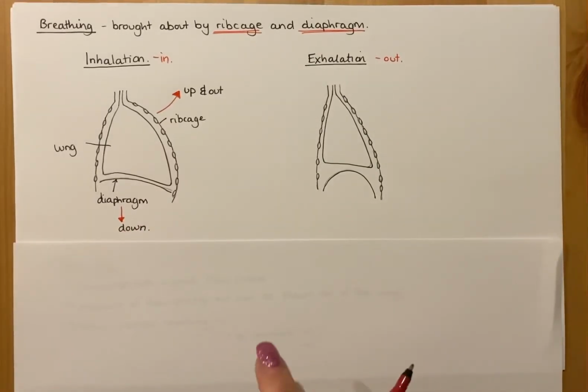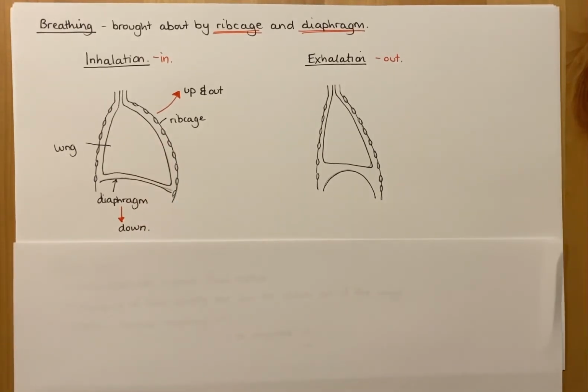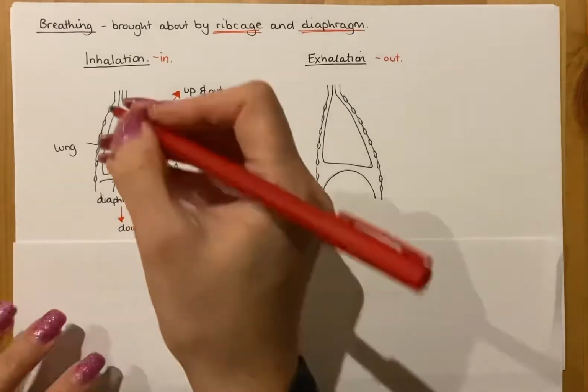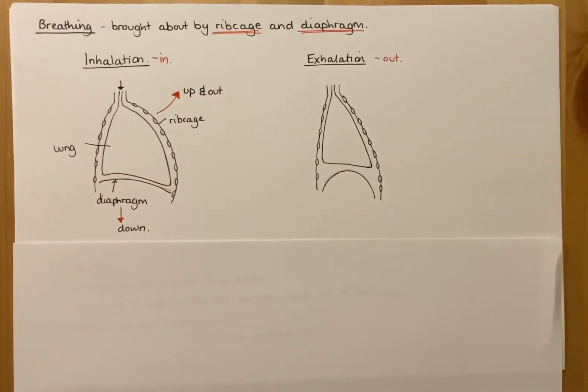Now what both those things do is they make that whole lung and that whole chest cavity get much, much bigger. And notice how your lung is really big there and it pulls all that air in. So air gets drawn into your chest, right down that windpipe, right down the bronchus, right down the bronchioles, and right to those air sacs.